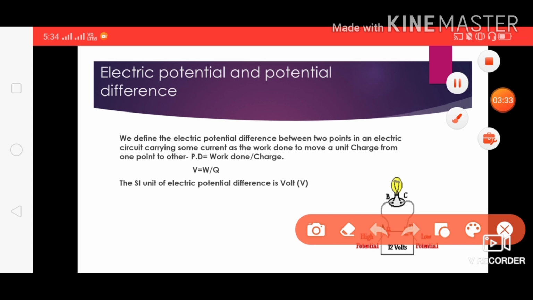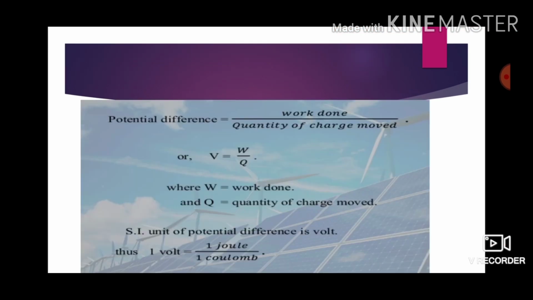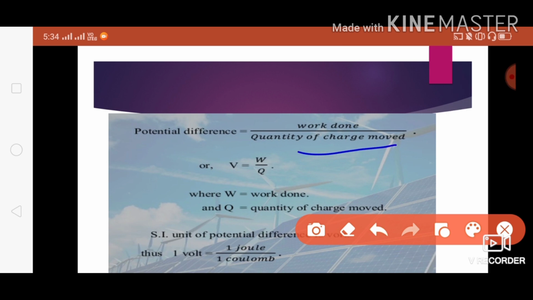Here you can see how we express it mathematically. V equal to W divided by Q. The SI unit of electric potential difference is volt. Potential difference is given by work done divided by quantity of charge moved. Who is moving in the circuit? The charges are moving. So V equal to W by Q, where W is work done and Q is quantity of charge moved.